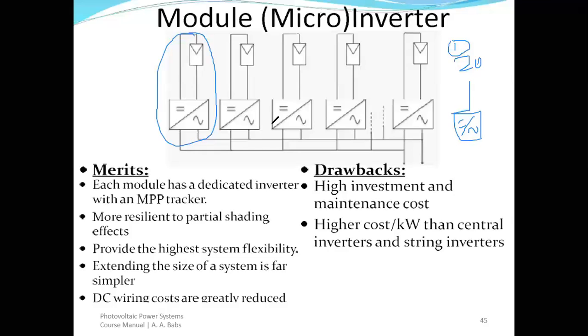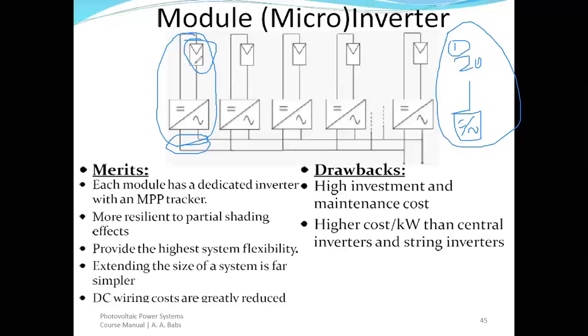So that means what we will get as the final output will be the lowest output of all the modules that we have connected together. But since we have just one module per inverter here, if only this module is shaded, only this module will be affected. All right, so that is why it is resilient to partial shading effects. It provides the highest system flexibility because each module has its own tracking device. Each module has its own inverter. Each module has its own maximum power point tracking. So it's going to be very flexible, okay?